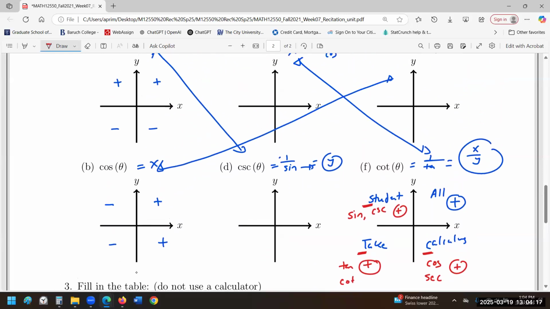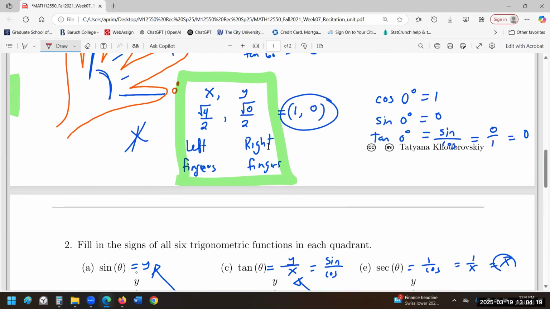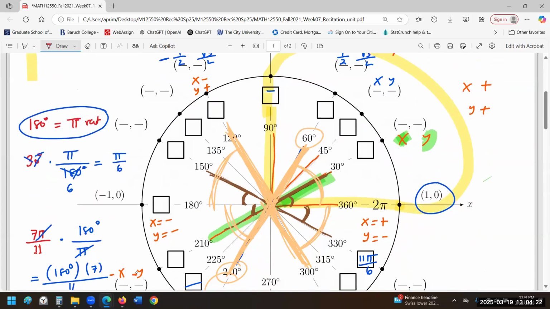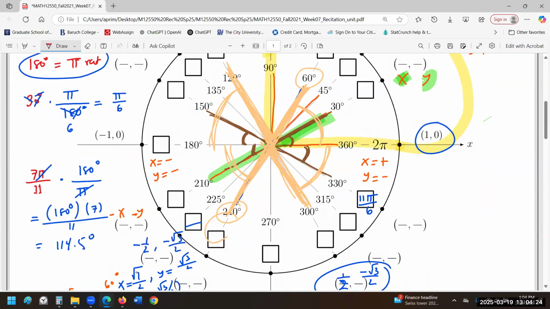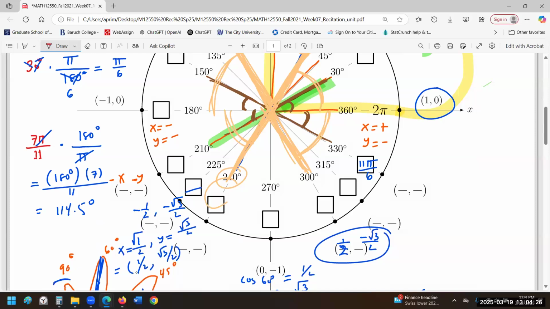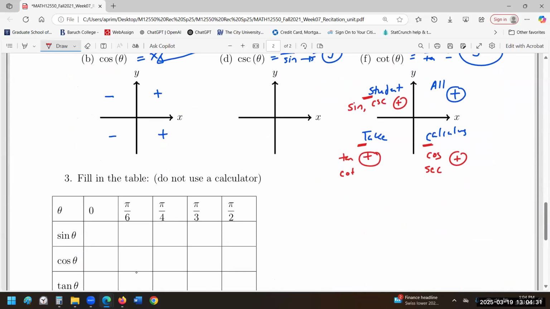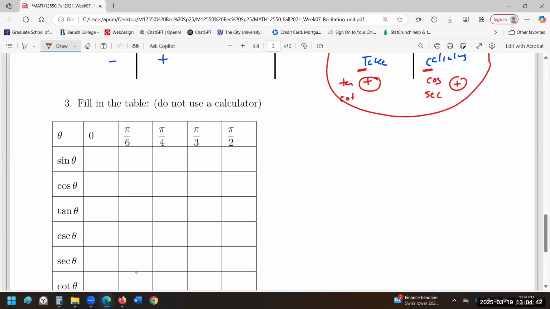So these are alternatives to the unit circle. If you know the unit circle, you have everything you need to know for trig. But let's say you're not a unit circle fan like me. You don't like the unit circle. Then this is the trick to remember your signs for every trig function in every quadrant. And this is also another trick to remember your angles without using the unit circle.